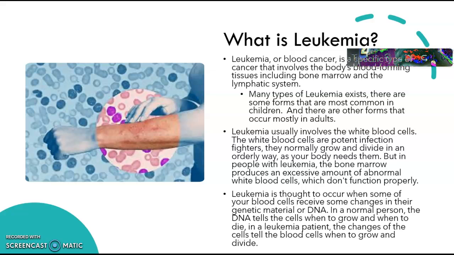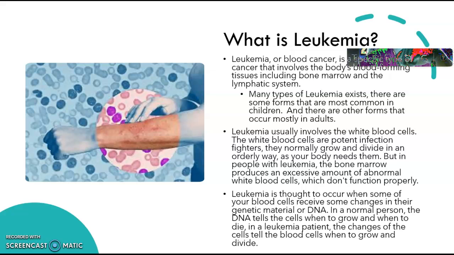There are many types of leukemia, where some forms are most common in children, and other forms occur mostly in adults as well. Leukemia involves the white blood cells. In the body, the white blood cells are basically infection fighters, and they normally grow and divide in an orderly fashion as your body needs them. But in people with leukemia, the bone marrow produces an excessive amount of abnormal white blood cells which don't function properly.